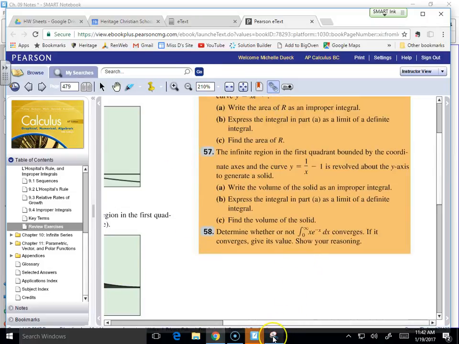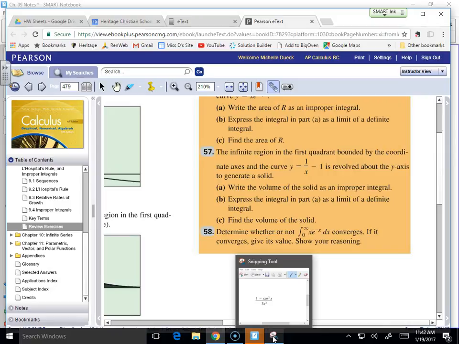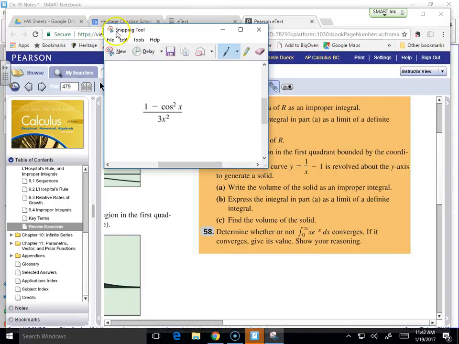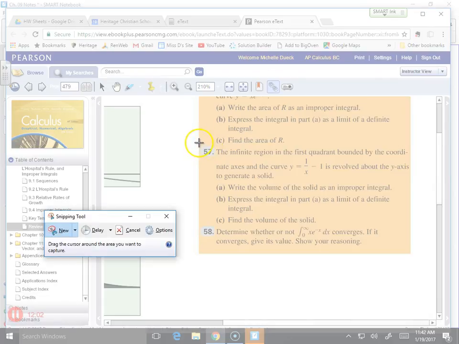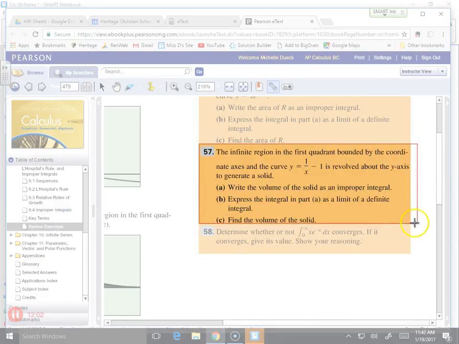Infinite region of the first quadrant bounded by, revolved about, right, volume, express, oh, just the volume. Surface area would be a trig integral, you guys. Okay, it would be trig substitution, which would never be on my AP.